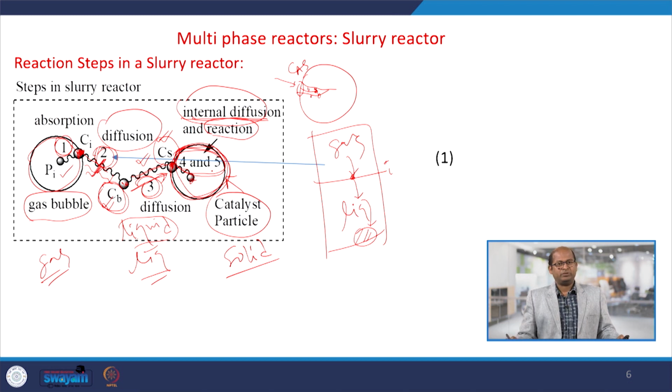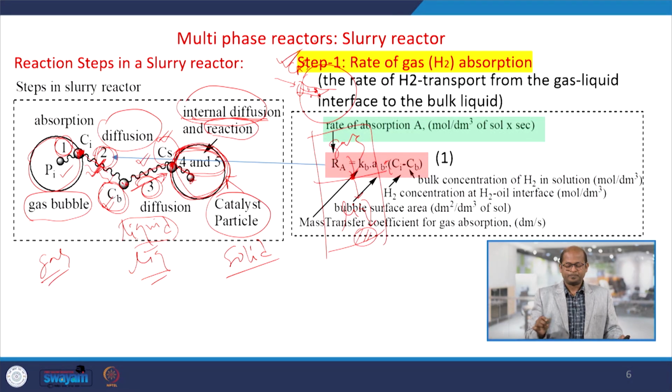So now we will find out the individual resistances, derive the rate equations for them, and based on that the design equations for this particular system and what factors are there. So how can we control it to design an efficient slurry reactor? That is what we will discuss here. Step 1 is gas absorption, which I said, and step 2 is from the interface to the bulk.